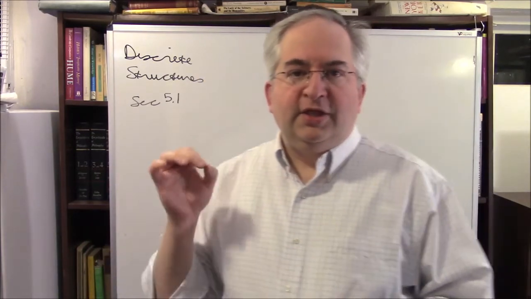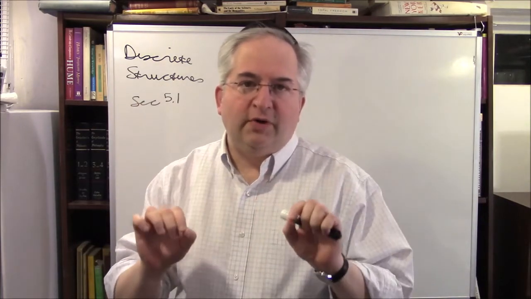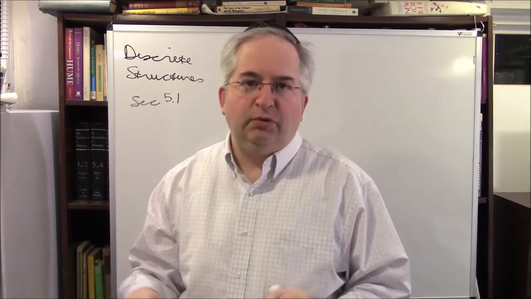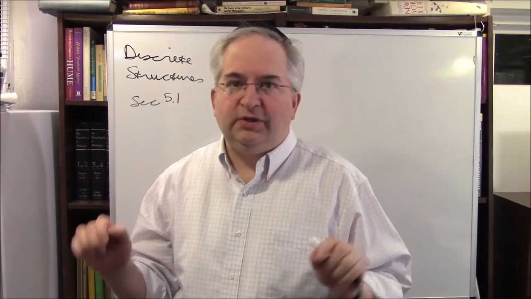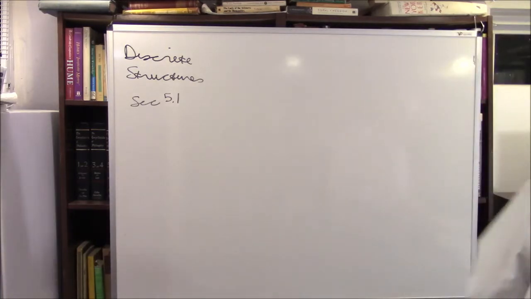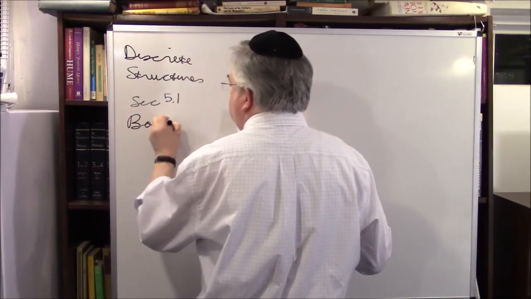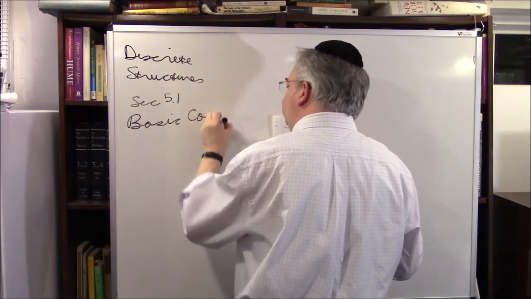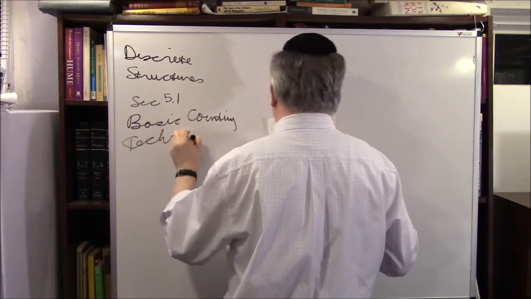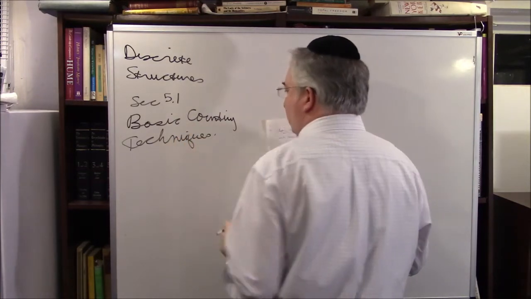One other thing, this section, actually all the sections, are done very simple. They give 2 or 3 rules, and everything is derived from those 2 or 3 rules. So it's not hard, and you can figure it out. Okay, great. So we start with section 5.1. It's called Basic Counting Techniques.